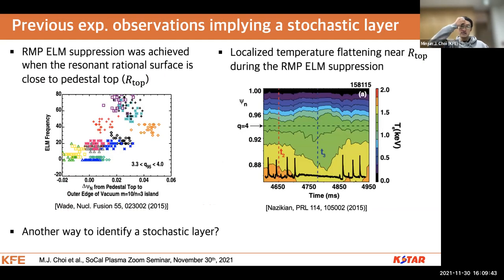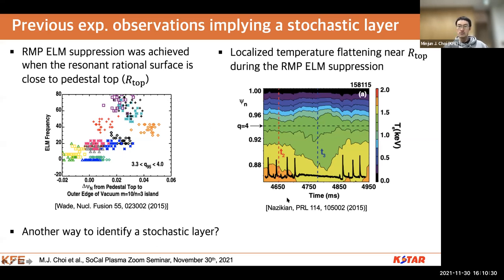Okay, first one, the identification of the stochastic layer. There are some previous experimental observations on this subject. For example, RMP ELM suppression was achieved when the resonant rational surface is close to the pedestal top. Here the x-axis is the distance between the pedestal top and the resonant rational surface. You can see that ELM frequency is reduced significantly or ELM is suppressed when this difference is small, in other words, when the resonant rational surface is close to the pedestal top. So this is a kind of correlation.